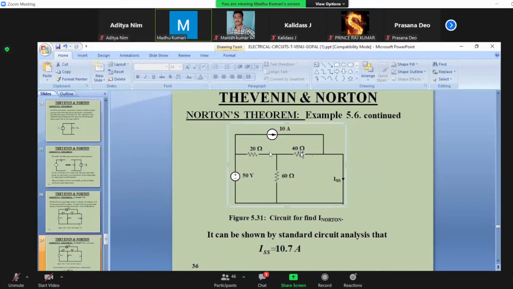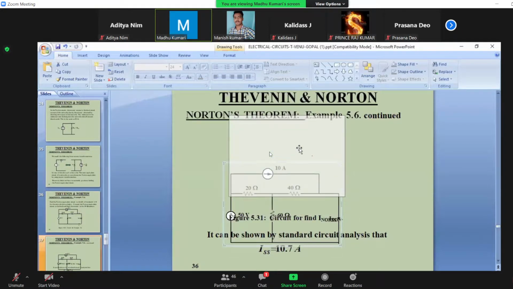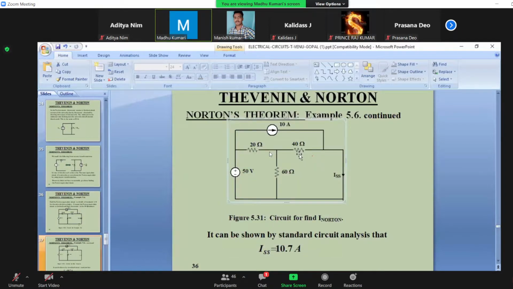Please tell me. 0.7. Because this is 10, the answer is 10.7, so that will be 0.7. Yes, ma'am. But the answer is not known. If the answer is not known, how is it 0.7? KCL, charge conservation.